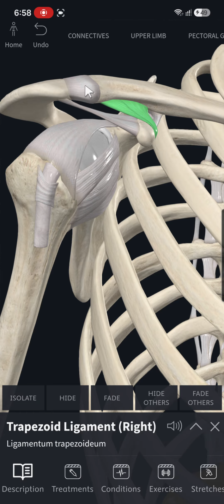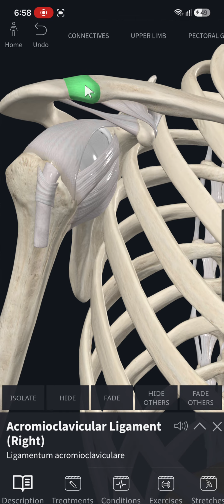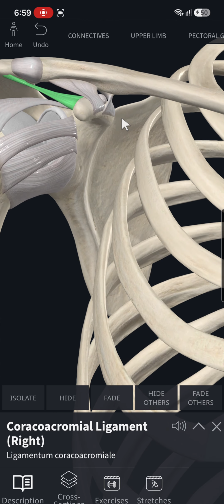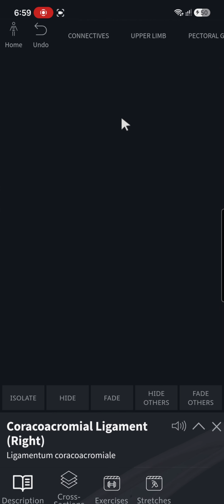Okay, then we have another ligament attaching the scapula with the clavicle, and this is the acromioclavicular ligament. Then one ligament attaching two parts of the scapula, which makes a superior arch over the joint, and this is called the coracoacromial ligament.